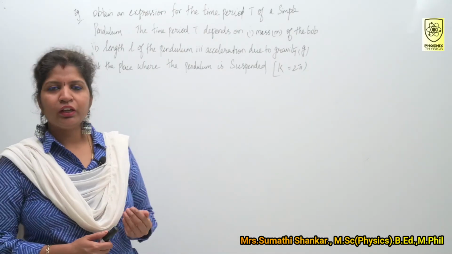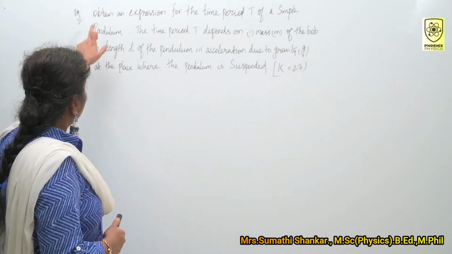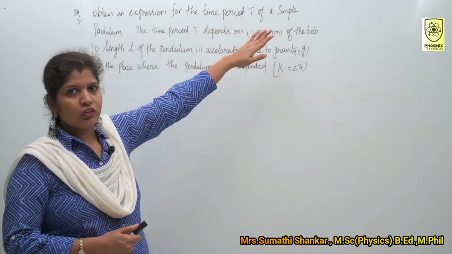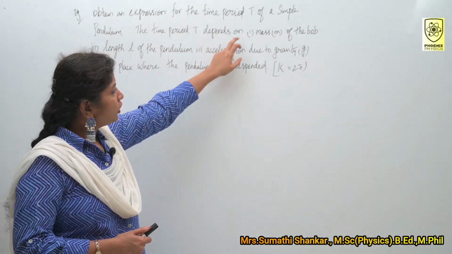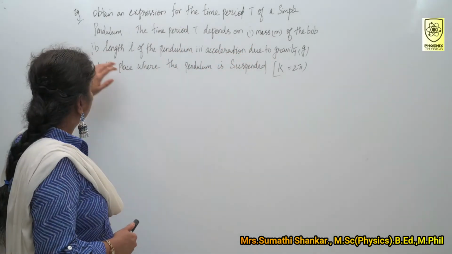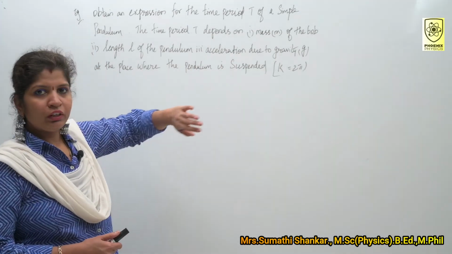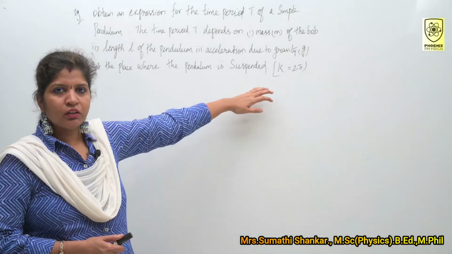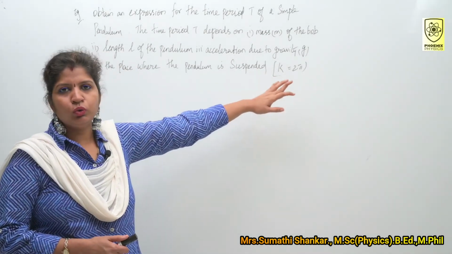Based on the application 3, one example problem is given. Obtain an expression for the time period T of a simple pendulum. The time period T depends on mass m of the bob, length L of the pendulum, acceleration due to gravity g at the place where the pendulum is suspended, and the constant k is given. K is equal to 2 pi.